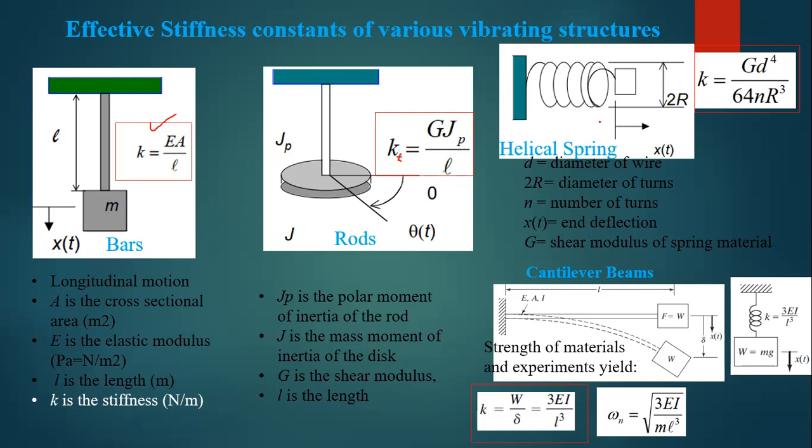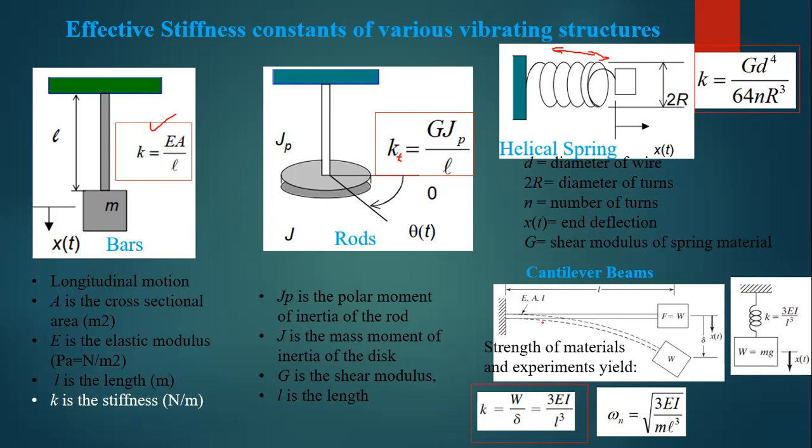The helical spring, which is subjected to compression and tension, is represented with K equal to G d to the fourth over 64 N R cubed. Here N is the number of turns in the helical spring, G is the shear modulus of the spring, R is the radius of the turns, and d is the wire diameter. So that is the effective stiffness of this system.